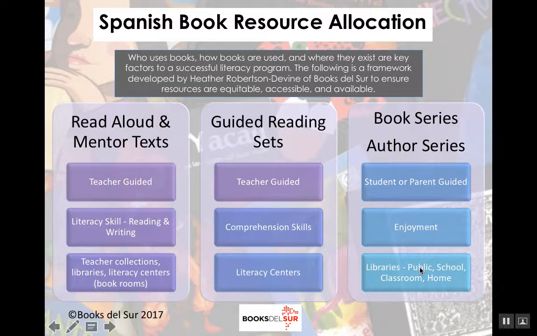And then the final column here, where books exist, are in libraries. So this can be a public library, your school library, classroom library, or at home. These spaces on the bottom are where we start by evaluating our Spanish book resource allocation, because that's the where of it, and then we dig into a little bit more about what the use is, who's using them, and then what I can help you with is finding these types of books.